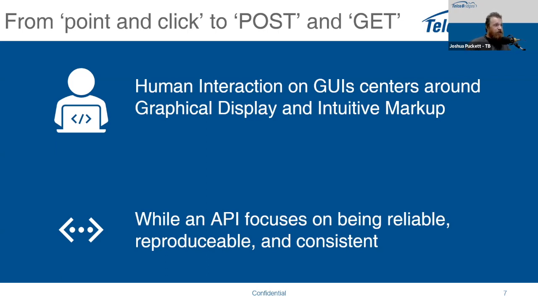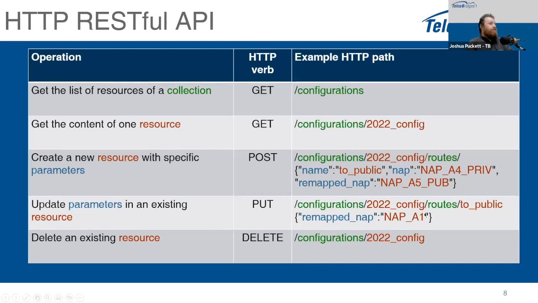But obviously with a GUI, it needs to be intuitive, and you need graphical displays for humans to absorb information quickly, whereas with an API, you can just print out long lists of data and the machine can absorb that information just quick enough. So here we go. To make sure I said that right earlier, I have this slide. Post is to create a new resource, while put is to update the parameters in an existing resource.